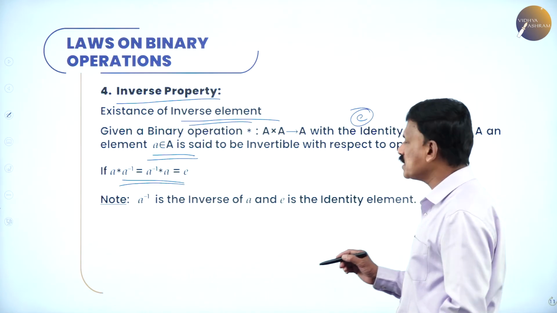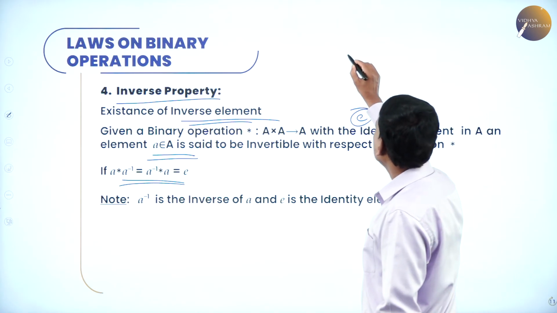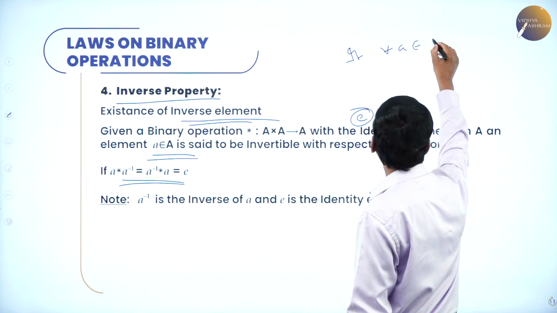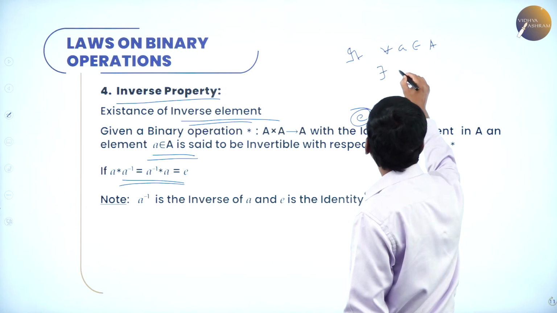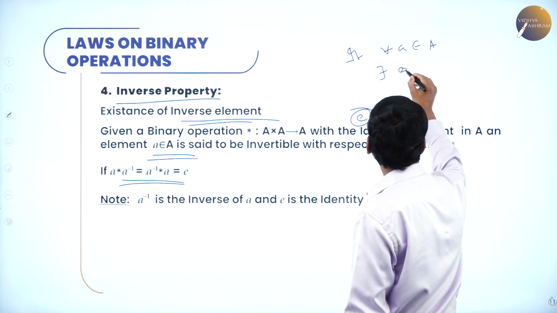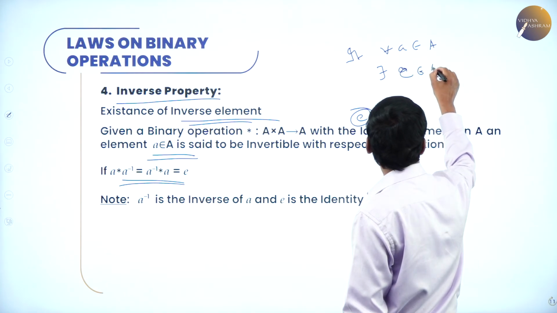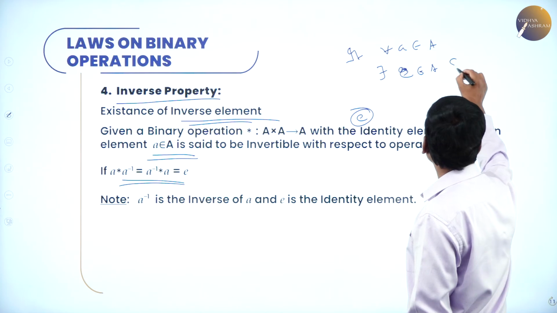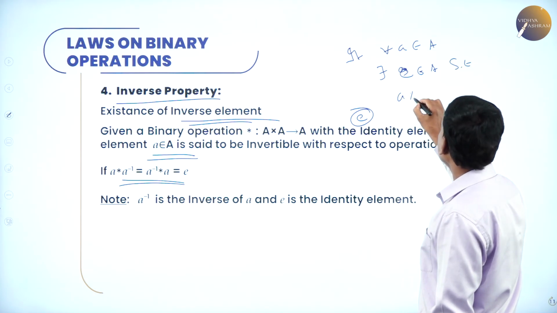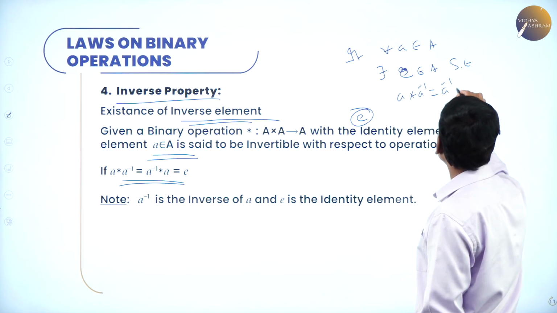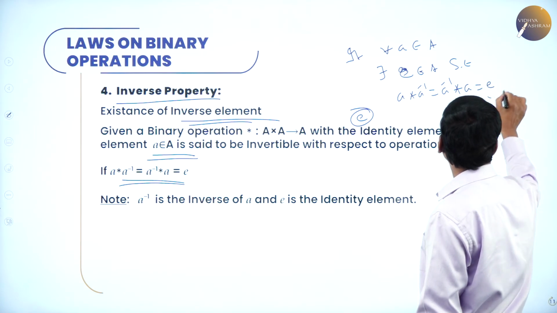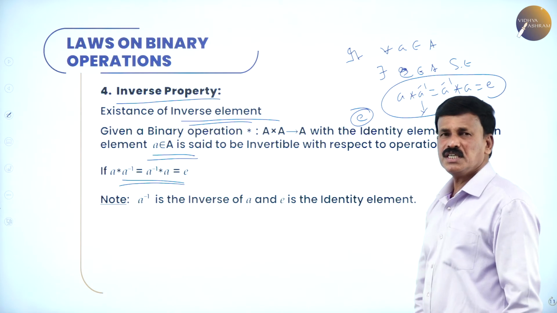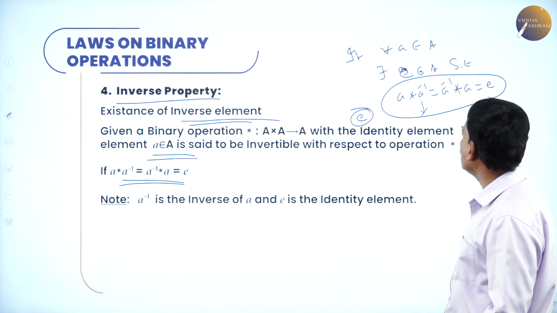Very simple explanation is, if for all A belongs to the set A, there exists an element A inverse belongs to A such that A star A inverse is equal to A inverse star A is equal to an identity element. So then this is called the inverse. A inverse is called the inverse element.